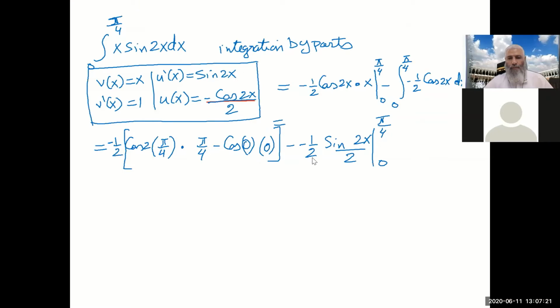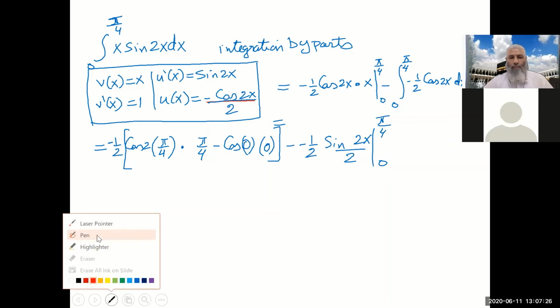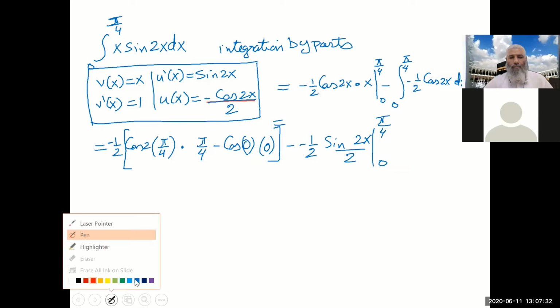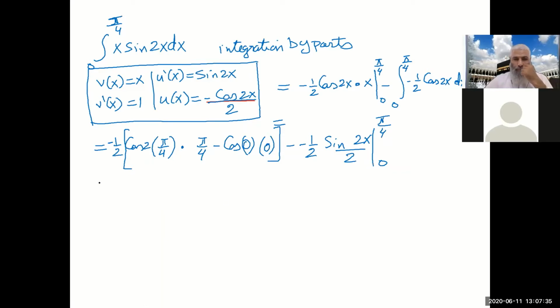So now this part is 0, right? 0 multiply cosine is 0. And we have here negative 1/2 multiply pi over 4. So this will be negative pi over 8 cosine. This will be 2 multiply pi over 4, which is pi over what? Over 2 only.